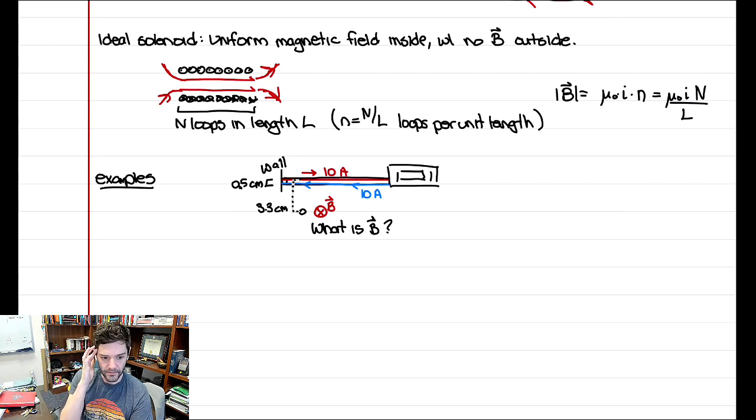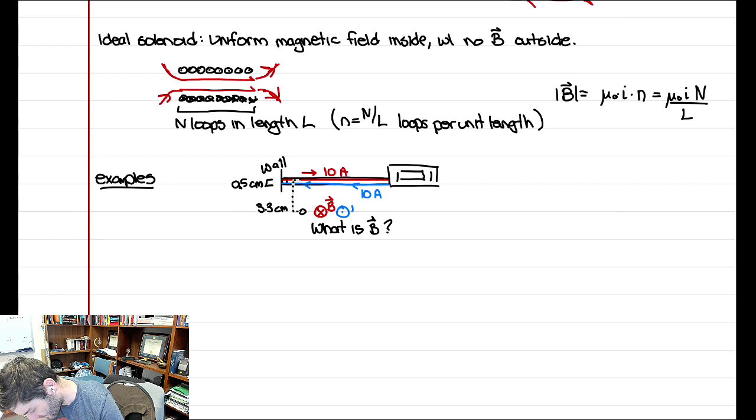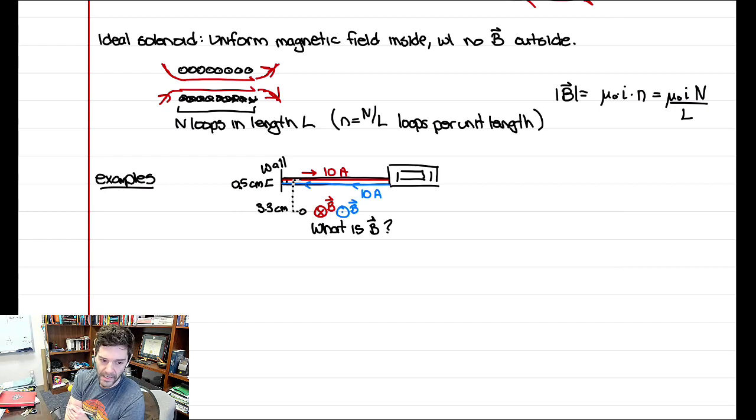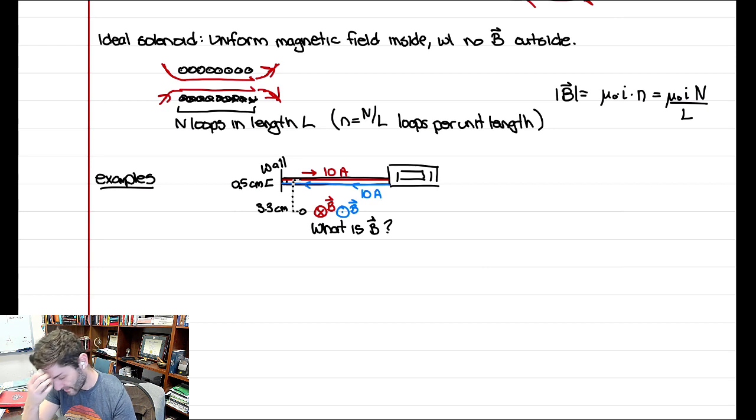If I think of the blue, it's then going to be the opposite. My thumb points to the left, my fingers point into the page above the wire, and then curl around and come out of the page below the wire. So then that should be pointing out of the page. Now, do they cancel perfectly? No, because they are different distances from this location.